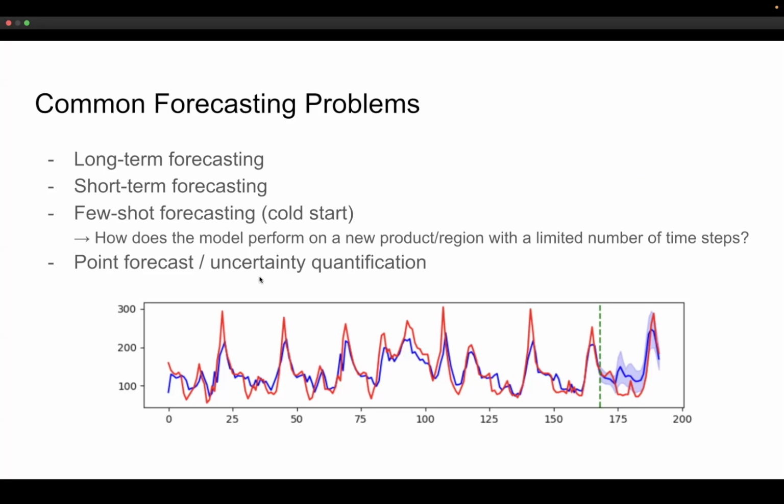And how do we make the model able to generalize to this kind of new products? And lastly, in some cases, we care about the confidence intervals. So if we look at the figure at the bottom, maybe the shaded parts are the confidence intervals that are outputted by the model.